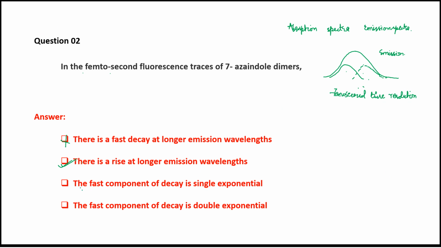Then the third also we have to consider, because this is an MSQ. The third option is that the fast component of the decay signal is single exponential, and the fourth is that the fast component of decay is double exponential. Okay. So, do you have any answer to this question?